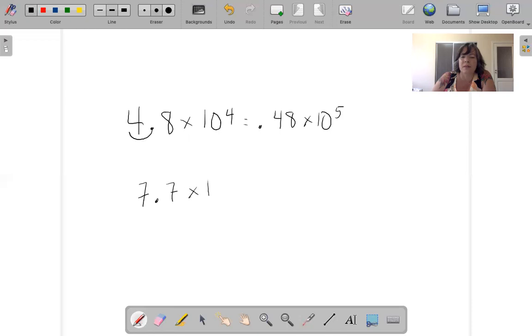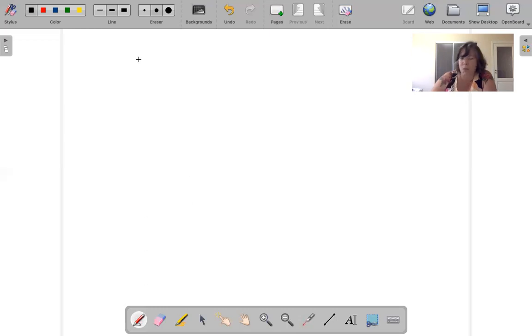7.7 times 10 cubed. I want to make this 3 a 4. So all I do is move this decimal back, and I move this up. 0.77 times 10 to the 4th. It's all you have to do. It's that simple. We're making it bigger the whole time. Let's do a couple more where we make it smaller.